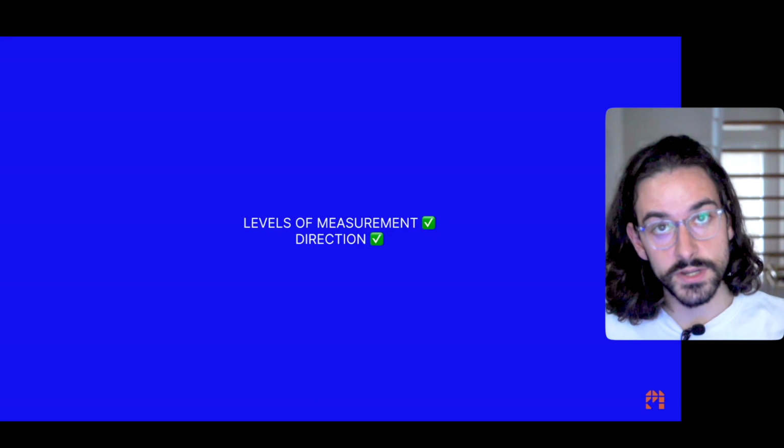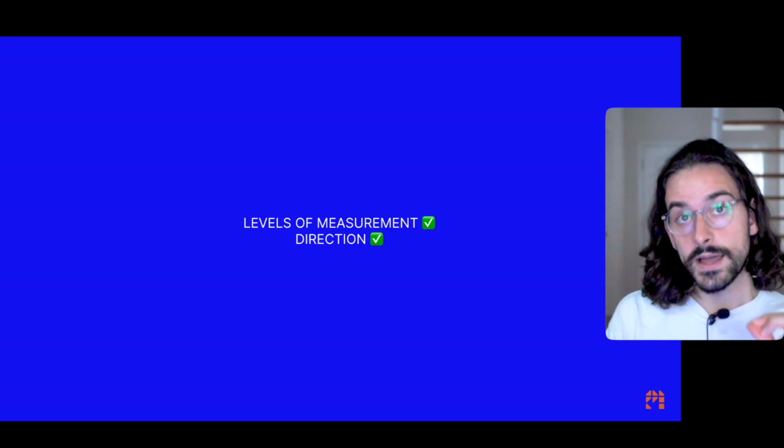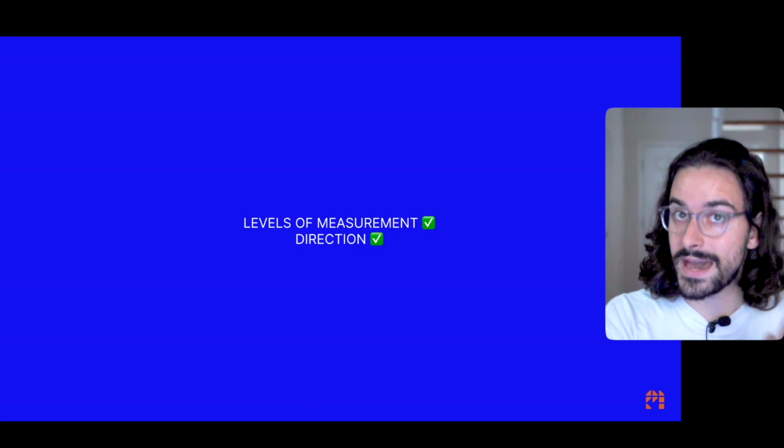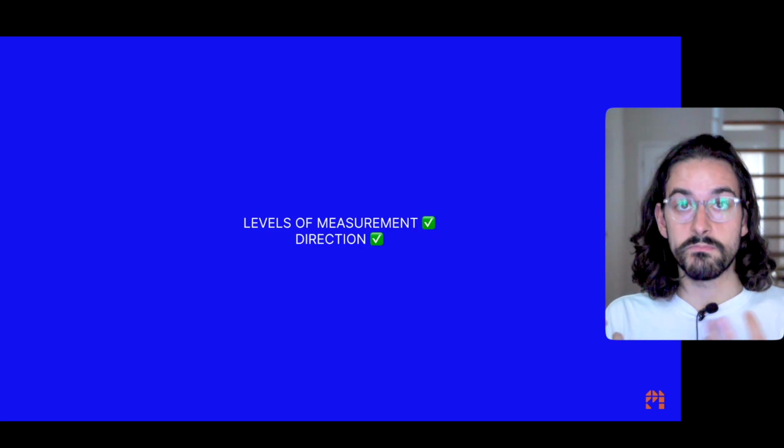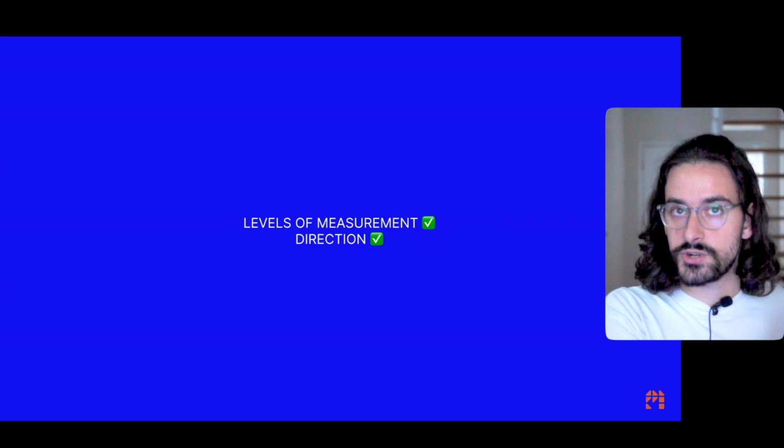So there's two things we're going to take into consideration in choosing a test. Levels of measurement, because we want to make sure that it's compatible with the data that we have. And the second one is the direction. We want to make sure that we're measuring what we intended to measure in our conceptual model.